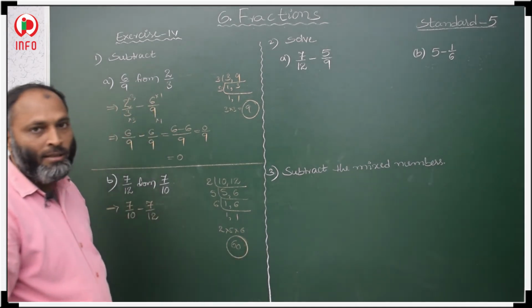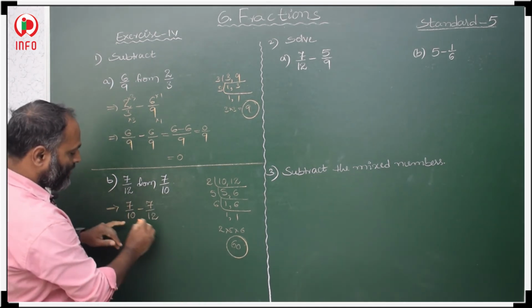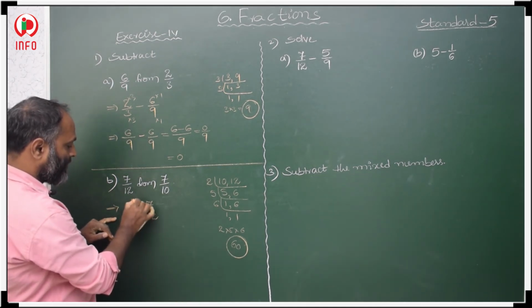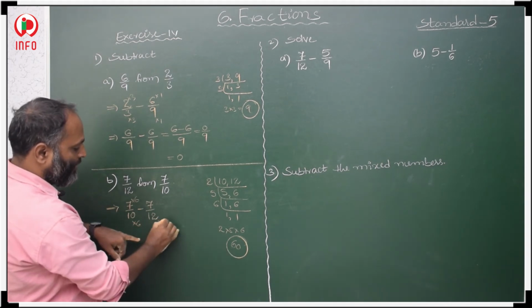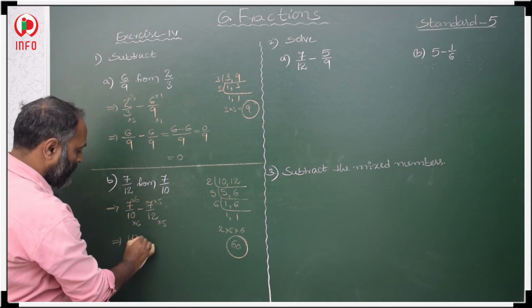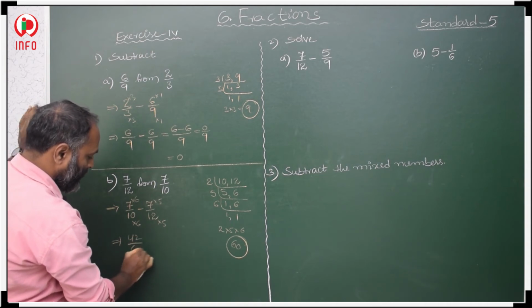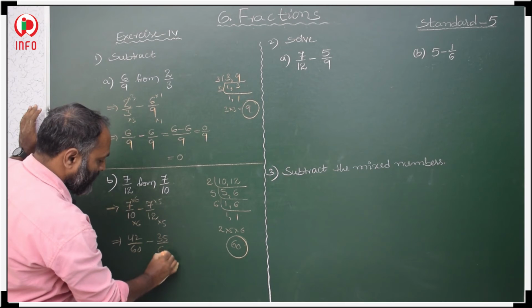Our LCM is 60. In the 10 table, when will you get this LCM 60? 10 6s are 60, so multiply with 6. In the 12 table, when will you get this LCM 60? 12 5s are 60. So 7 6s are 42 by 10 6s are 60, minus 7 5s are 35, 12 5s are 60.